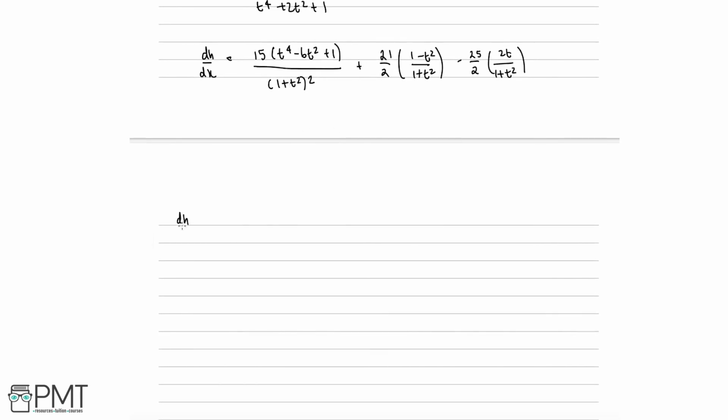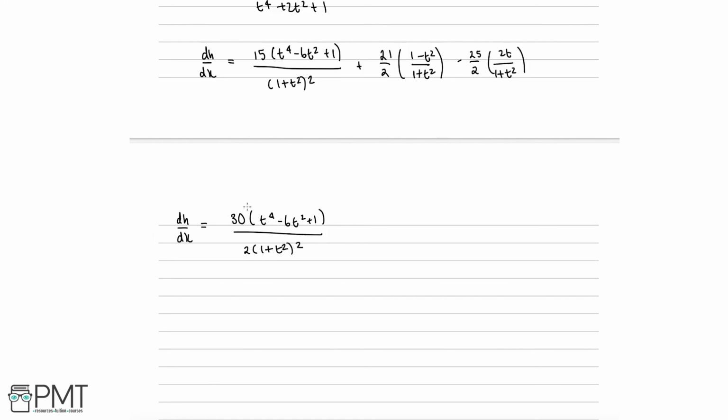So dh by dx is going to be equal to, well, in order to simplify this, let's try to get all of our fractions to have the same common denominator. So we can see over here that our first fraction has a factor of 1 plus t squared in our denominator, and so do all of the others. So let's try multiplying both our numerator and our denominator of our last two fractions by 1 plus t squared, and try multiplying our numerator and denominator of our first fraction by 2. That gives you 30 multiplied by t to the power 4 minus 6t squared plus 1 all over 2 multiplied by 1 plus t squared all squared.